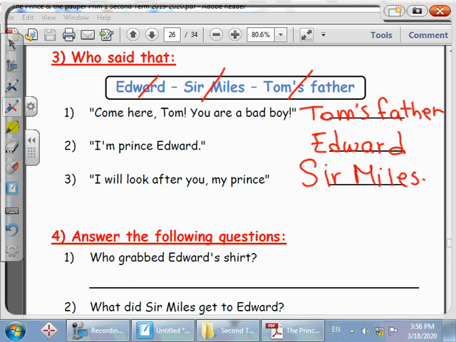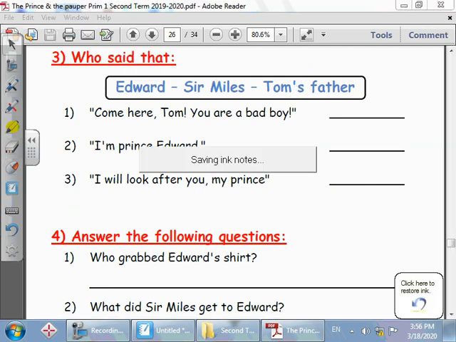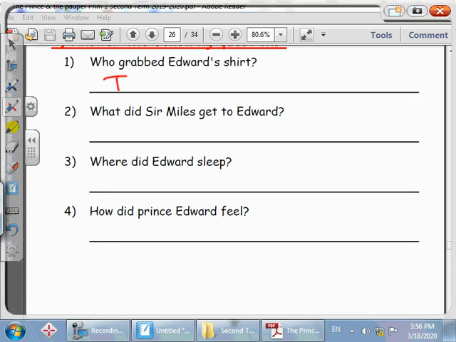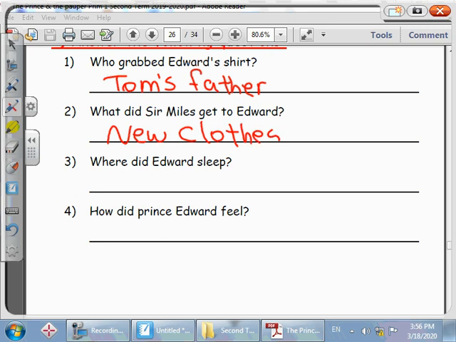Next question. Answer the following questions. Let's see the first question. Who grabbed Edward's shirt? Excellent, Tom's father. Number 2. What did Sir Miles get to Edward? Tremendous, new cloth. Number 3. Where did Edward sleep? Excellent. In Tom's wooden house.